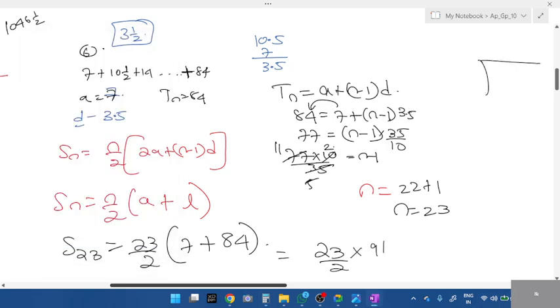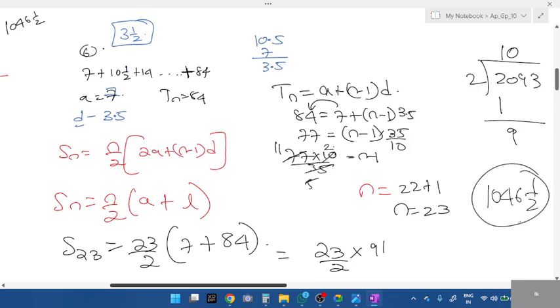Divide 2093 by 2. The answer should be 1046.5 or 1046 and a half. This is the answer. So I showed you all one question where n is not given. N is not given. Find the n value first, then find the sum. Okay, final answer 1046.5. Shall we try the next question? Understood the method?